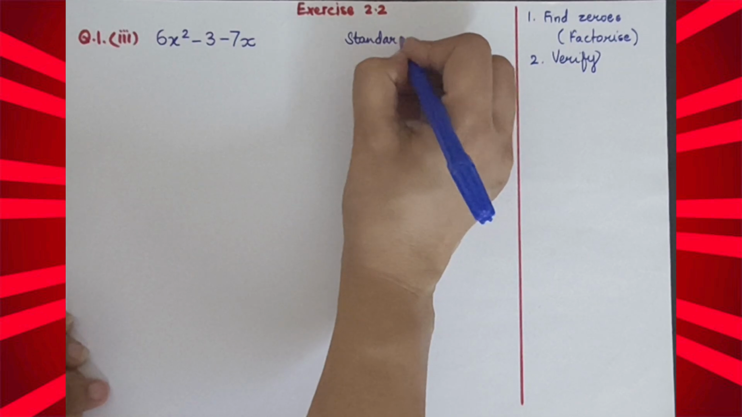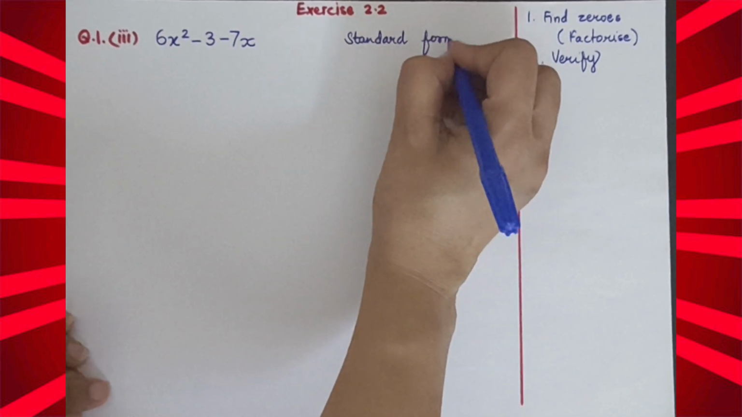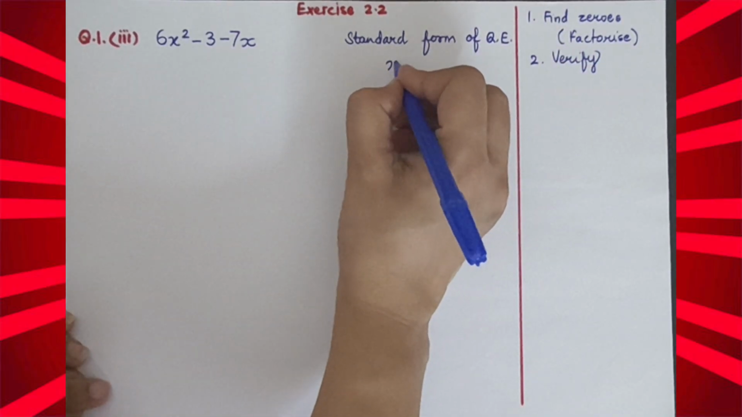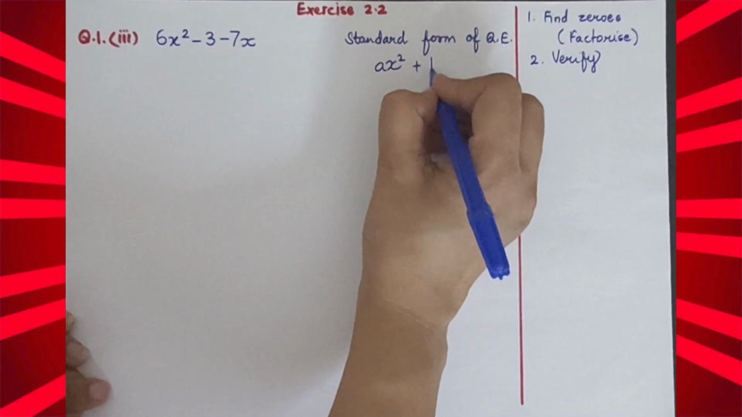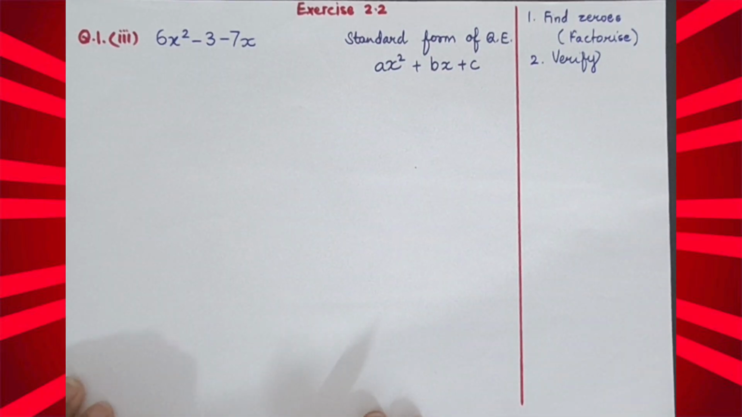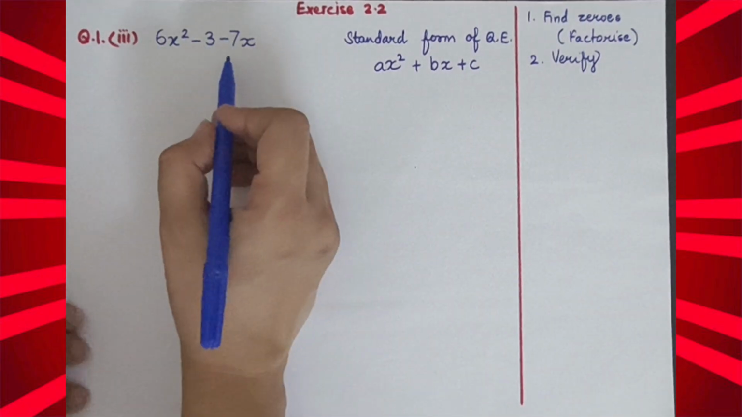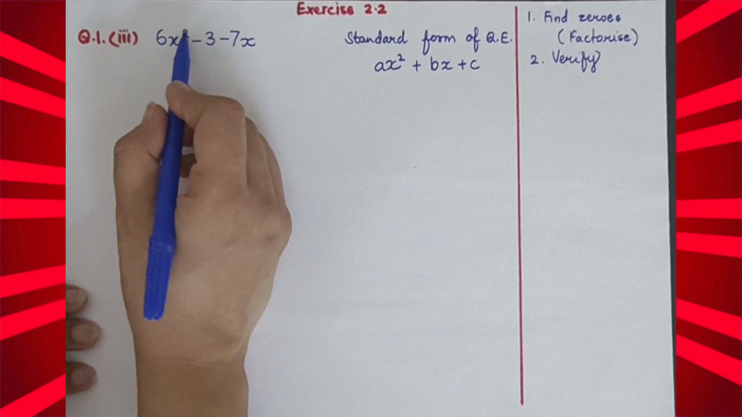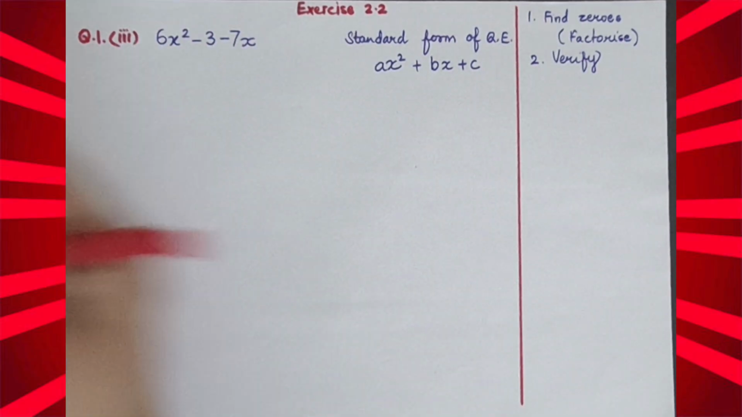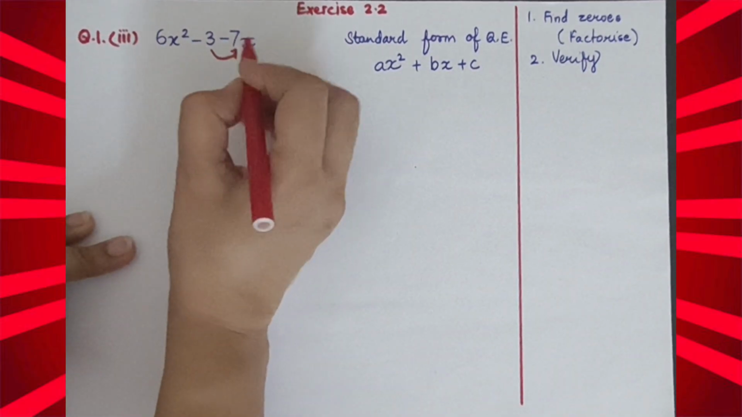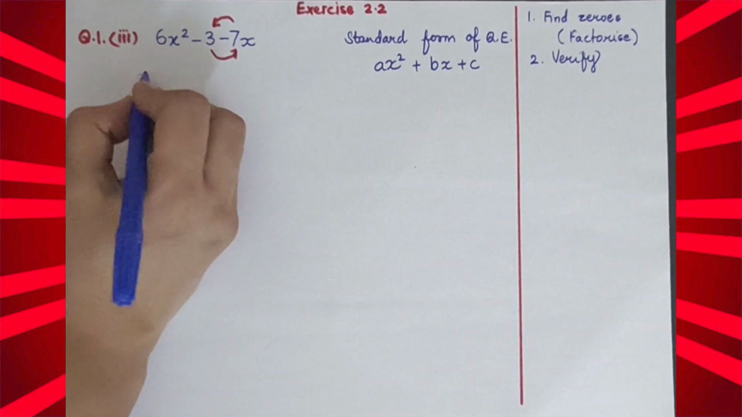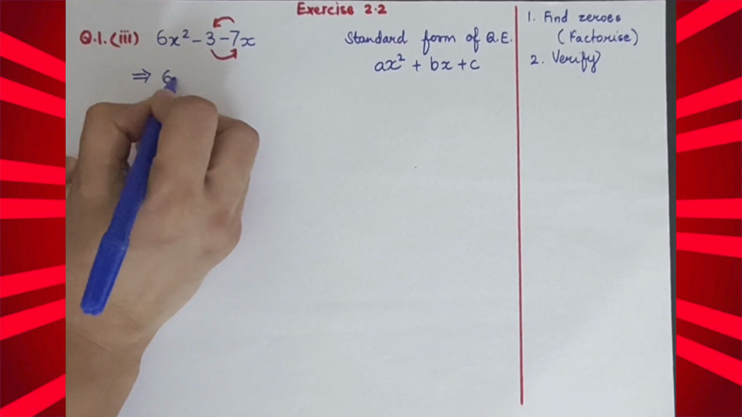As we have seen in the previous questions as well, the standard form of a quadratic polynomial or a quadratic equation is ax square plus bx plus c. For an equation, we write equal to 0; otherwise, we don't write equal to 0. So here we have 6x square minus 3 minus 7x. If we look carefully, the middle term should have x and the last term should be a constant, that is without any variable. So this question has not been arranged in standard form.